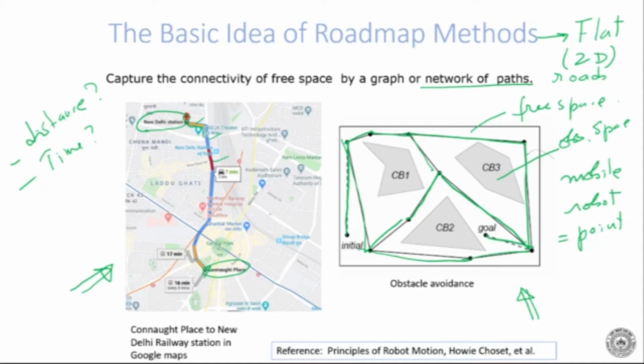Then how many ways are there to go from the initial point to the final point? There could be more than one. For example, I can go like this, like this, like this, like this. Or I could take some other path and go like this, like this, like this, like this, like this. Okay, I could take even more paths. Other paths are there.